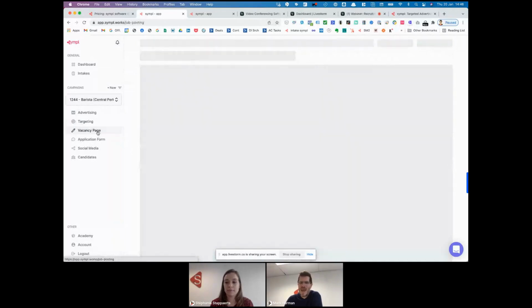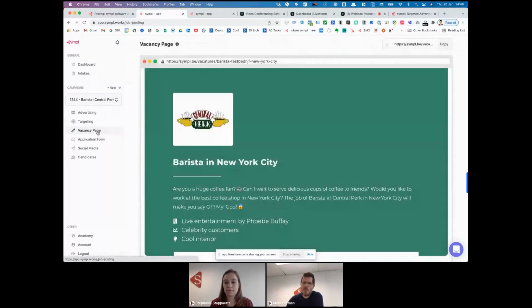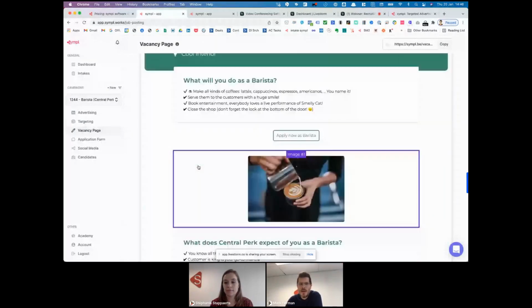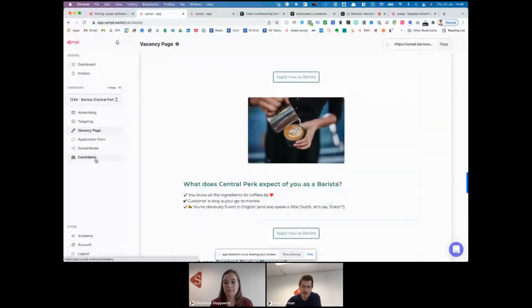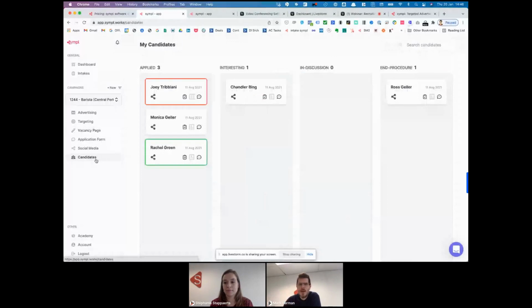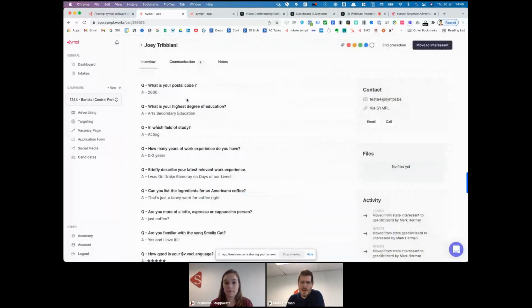You can build your landing page. That's a page where people will land once they see a vacancy. And also, very importantly, you'll be able to manage the candidates that come in via that campaign. You'll be able to manage them on a Kanban board, which is similar to a board like Trello. So you'll be able to see what they replied to the questions you asked. You can take notes, you can email them, all from the software.